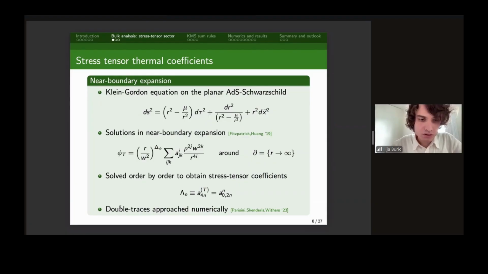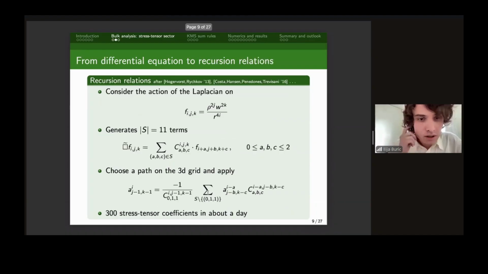Okay, so to access double traces, you instead need to proceed numerically, at least up to now. No other ansatz is known that would capture both sets of operators. And there is a work by Parisini and Withers who developed a numerical approach and computed the lowest lying double trace operator by solving this Klein-Gordon equation numerically.